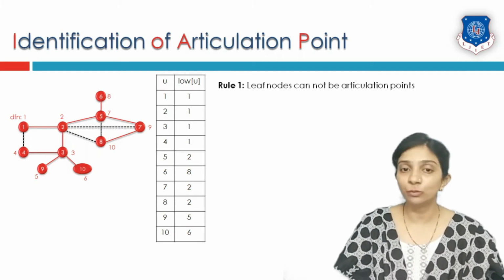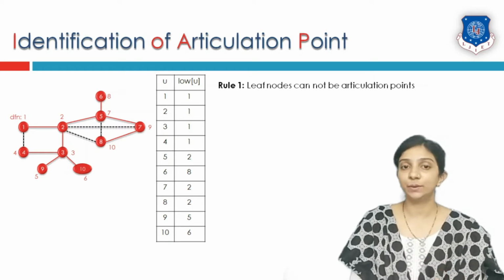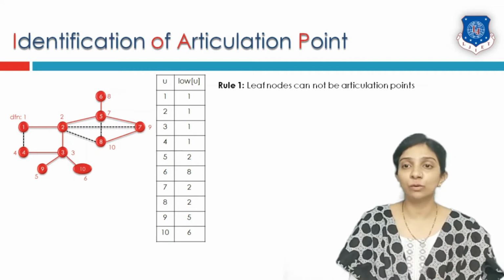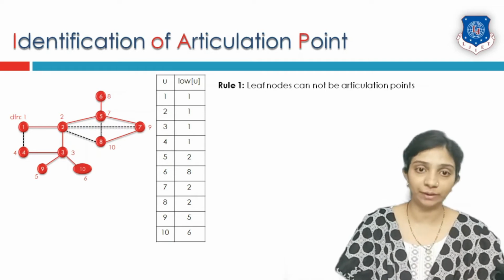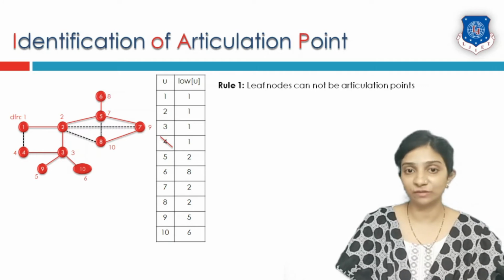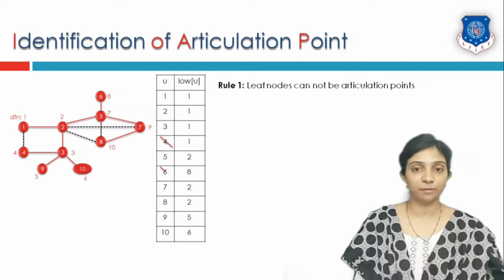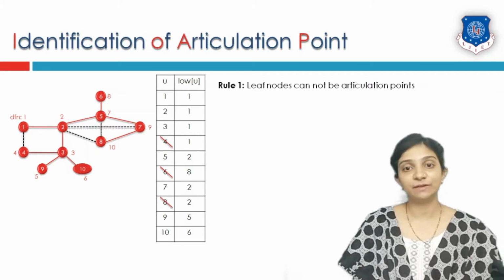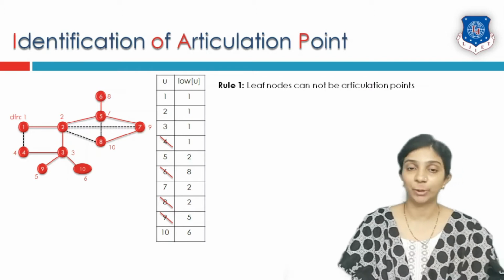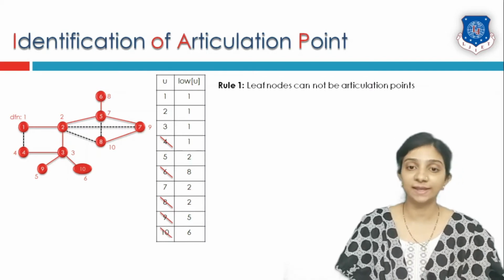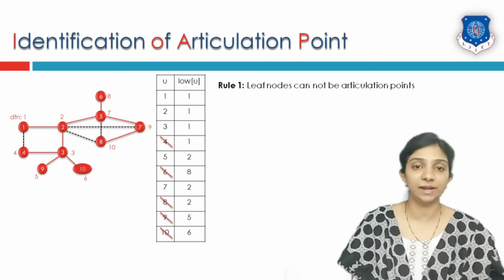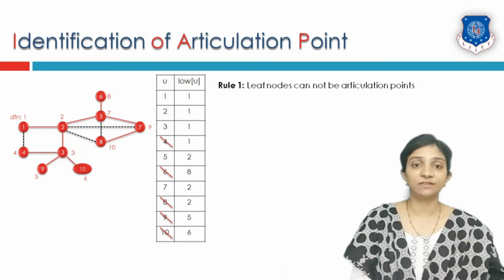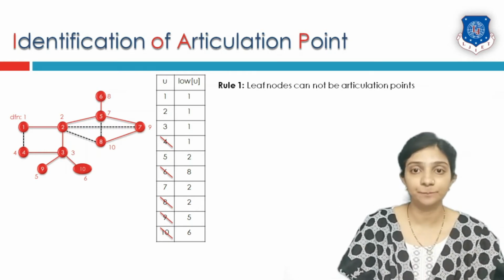There are 3 rules to identify an articulation point. The very first rule says that no leaf node can be an articulation point. So there are leaf nodes, that is node number 4, which cannot be an articulation point. Leaf 6 cannot be an articulation point. Leaf 8 is also not an articulation point. Similarly for vertex number 9 and 10. They cannot be articulation points because they are leaf nodes that don't have any further child.